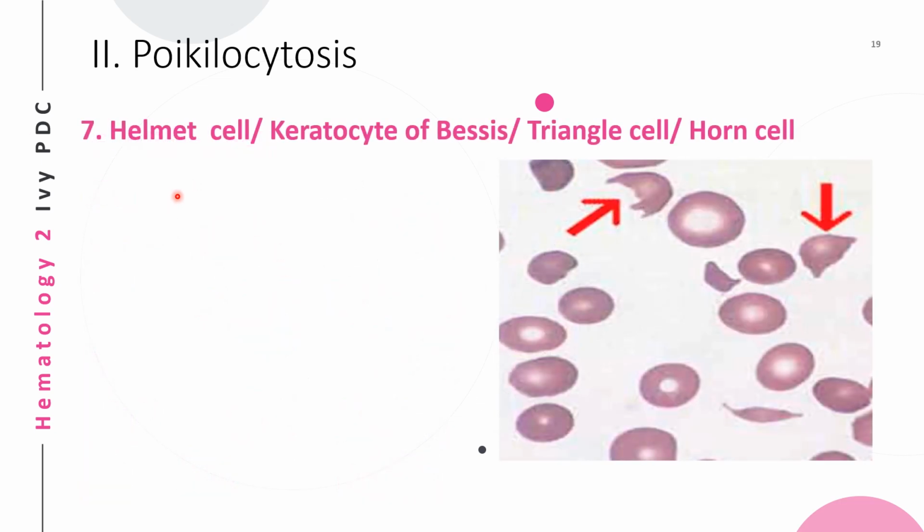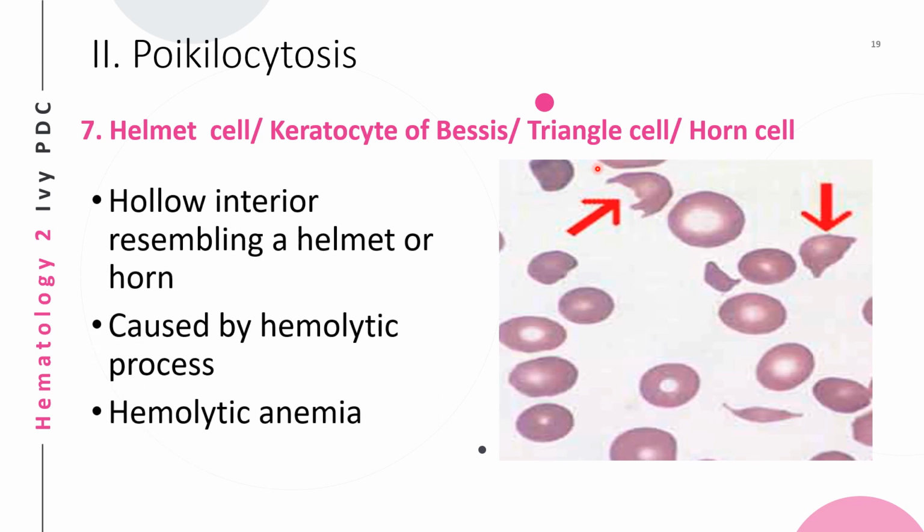The next poikilocyte is the helmet cell, also known as the keratocyte of Behçet's, or the triangle cell, or the horn cell. These are the helmet cells. They have a hollow interior resembling a helmet or a horn. So this is the one that resembles an old soldier helmet. These are caused by hemolytic processes like hemolytic anemia.